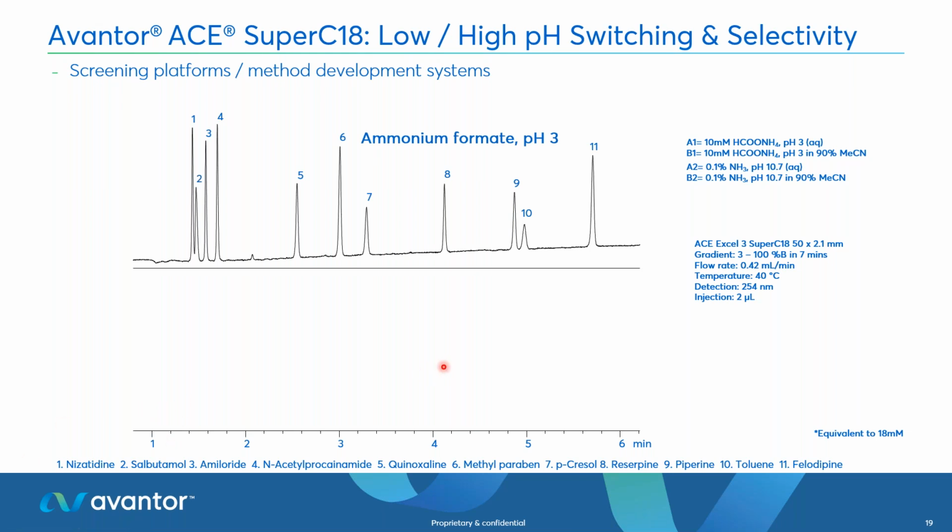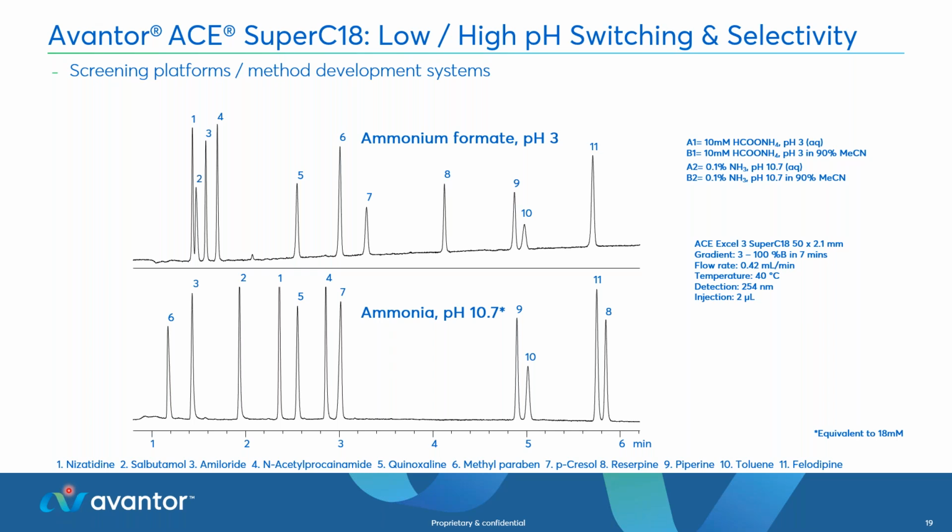So here you've got an 11 component mix at pH 3, run down a pH stable silica-based column, in this case the Super C18. If you run it at pH 10.7, you can see it looks a bit different. If I put in the arrows, you can see significant changes in the retention of each of these analytes based on the nature of the analyte.